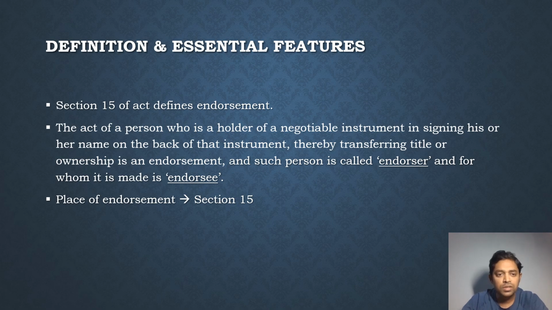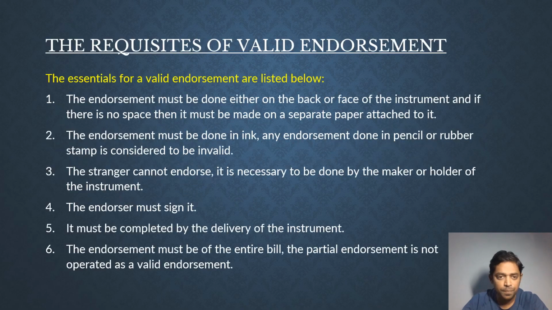Coming to definition, Section 15 of the Act defines endorsement. The act of a person who is a holder of a negotiable instrument in signing his or her name on the back of that instrument, thereby transferring title or ownership, is an endorsement, and such person is called the endorser, and the person for whom it is made is the endorsee. The place of endorsement is also discussed in Section 15.